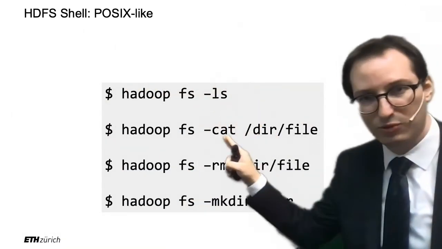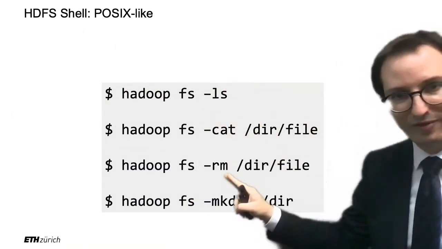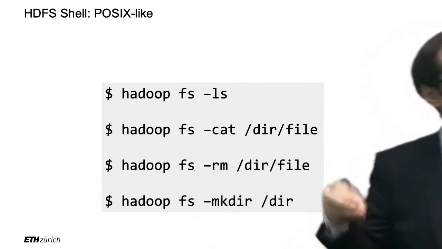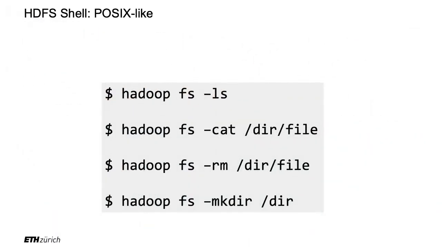ls to list, cat to display the content of a file on the screen, rm to delete a file, mkdir to create a directory, and so on. So it's very intuitive. But when you do that, you will notice one difference with the local file system. When you do that on the local file system, it returns instantly. When you do that on HDFS, it might take 1 or 2 or 3 seconds, right? It's the latency.